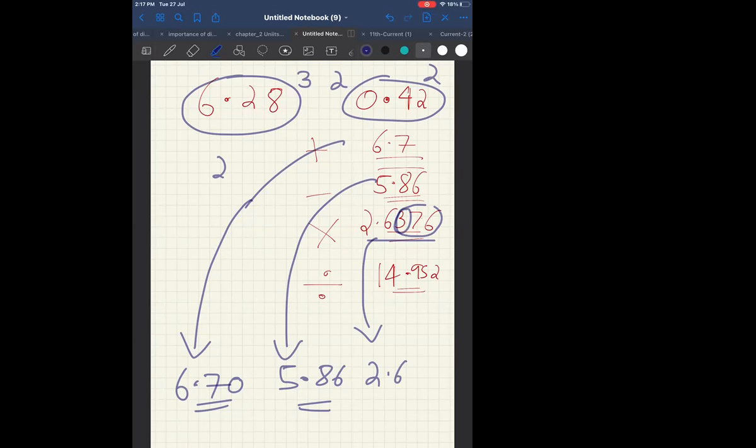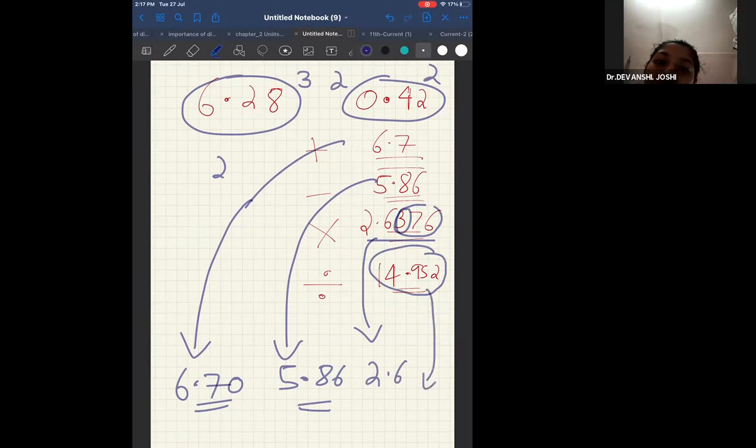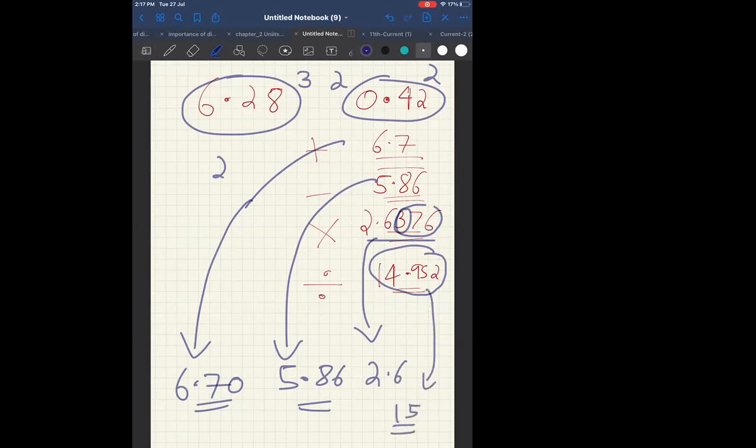All of you getting it? And division, 14.952 also has to be in how many significant figures? 2. Therefore, can I say 14.95 in significant figures, I can take it as 15 itself because I want only 2 significant figures. Therefore, the final answers are 6.70, 5.86, 2.6, and 15. Now tell me how many of you got all 4 correct. Reply.